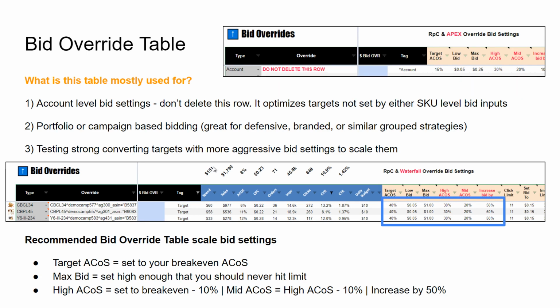It's, again, used for account level bid settings. We talked about just setting the system up to use the SKU dashboard. You can definitely do that. It's the quickest way to get started. So that would mean you don't have anything on the bid override dashboard. It's just all on the SKU dashboard.